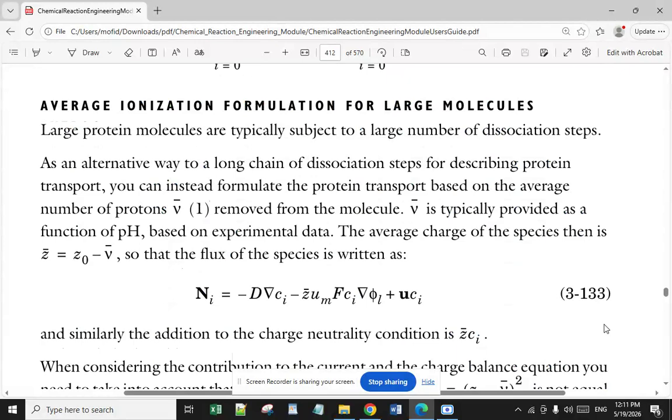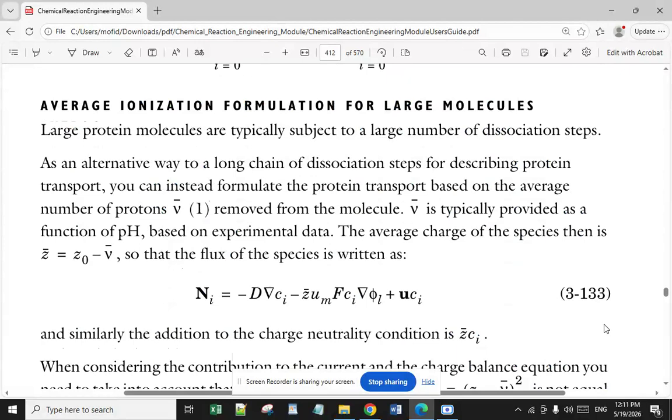Large protein molecules are typically subject to a large number of dissociation steps. As an alternative to a long chain of dissociation steps, for describing protein transport you can instead formulate the protein's transport based on the average number of protons removed from the molecule. Vp is typically provided as a function of pH, based on experimental data.